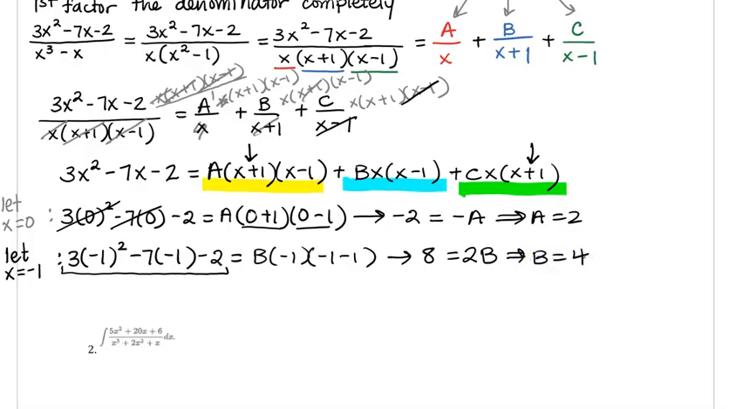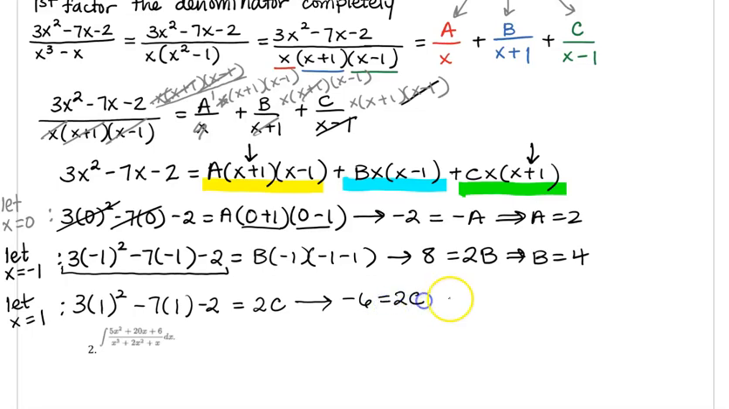And then finally, to find c, I'm going to let x equal a positive 1. So that's the equation that we get when I substitute in 1 for x. I'm going to go ahead and simplify both sides of that equation to see that we really have negative 6 is equal to 2c, which implies that c is equal to negative 3.